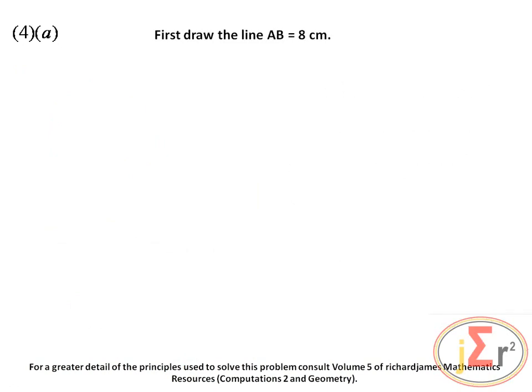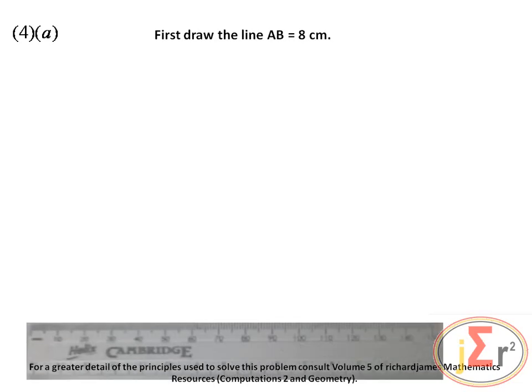We are required in this problem to do a construction using a ruler, a pencil, and a pair of compasses. Construct the triangle ABC, in which AB is equal to 8 centimeters, angle BAC is 60 degrees, and AC is equal to 5 centimeters. So first, we are going to draw the line AB, which is 8 centimeters in length.